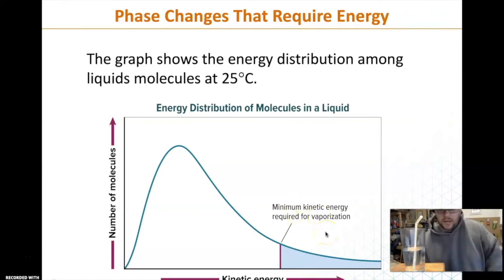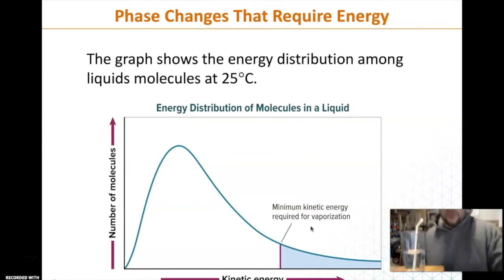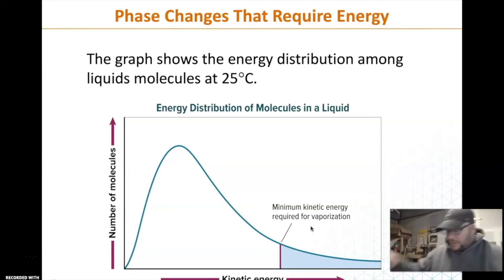And that is why if I leave this glass of water here, it will eventually evaporate, because there's always some particles in there that have that amount of kinetic energy to turn into a gas. Okay, so that's what that graph means there.